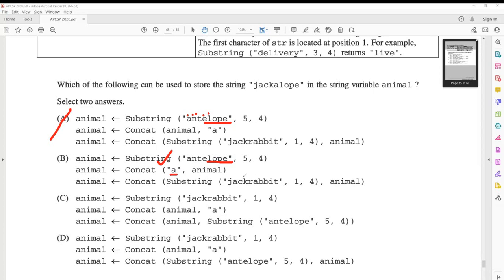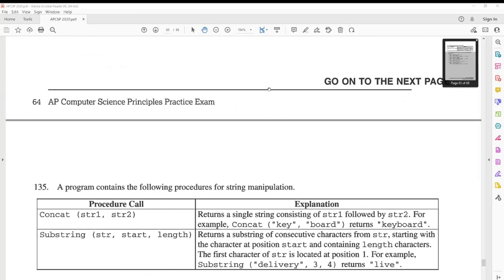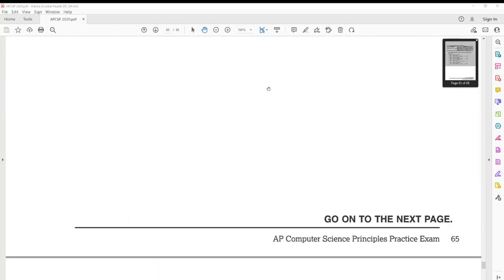So this one, substring 1, 4, is check. A loop, yes, B is correct. This one check 1, 4, yes, this is correct. Concatenate animal with A is check A, yes, this is correct. Animal substring antelope 5, 4, yes, C is also correct. So this one is BC. Number 135 is BC.